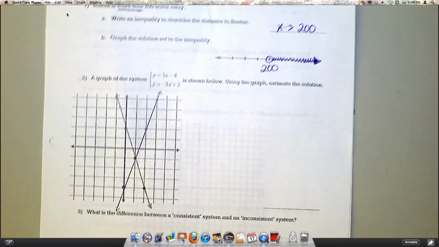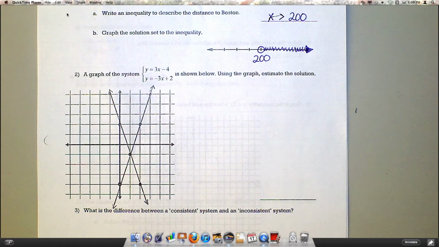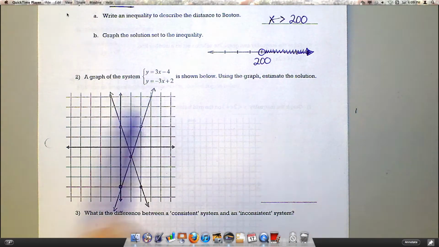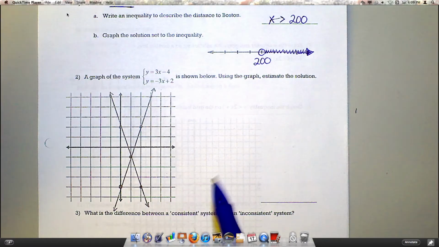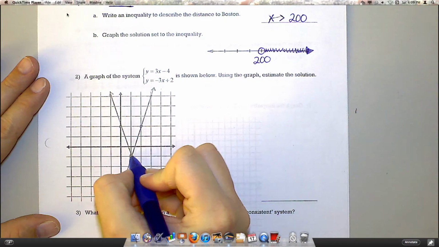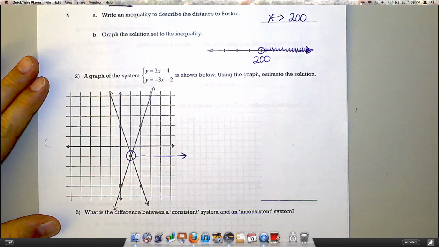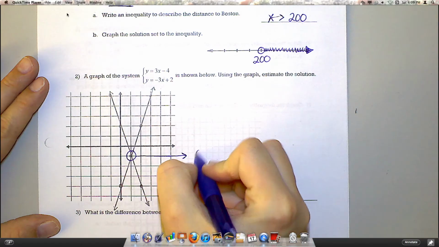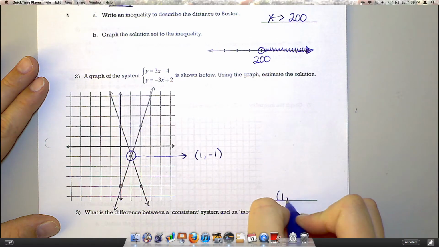Number 2, this is testing to see if you know how to solve by graphing, but the graph is already drawn for you. So the equations don't really matter to you because you already have the graph in front of you. It just wants you to look at the graph and say, what is the solution? Well, the solution is the point where the lines cross. So all I really want you to do is tell me what the coordinates of that point are. It's 1 to the right and 1 down, so that would be positive 1, negative 1. And that's all I'm looking for.